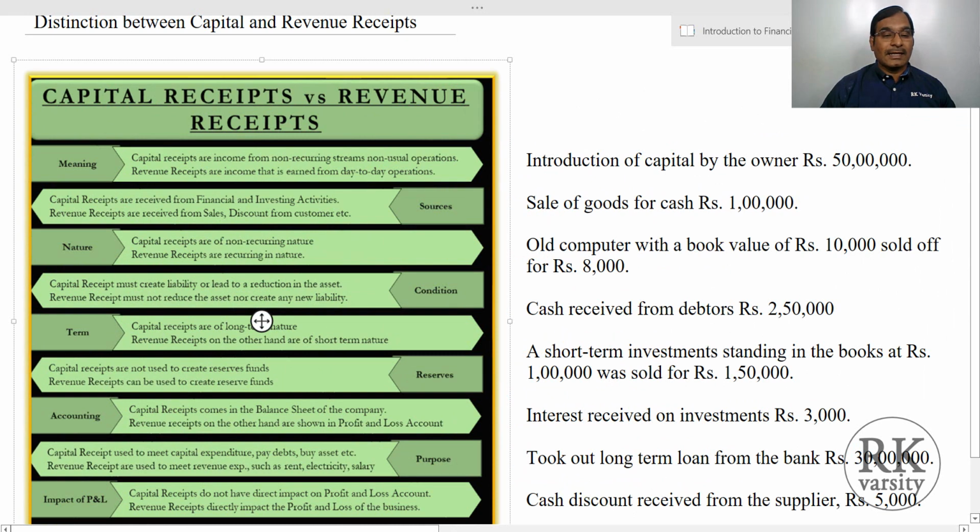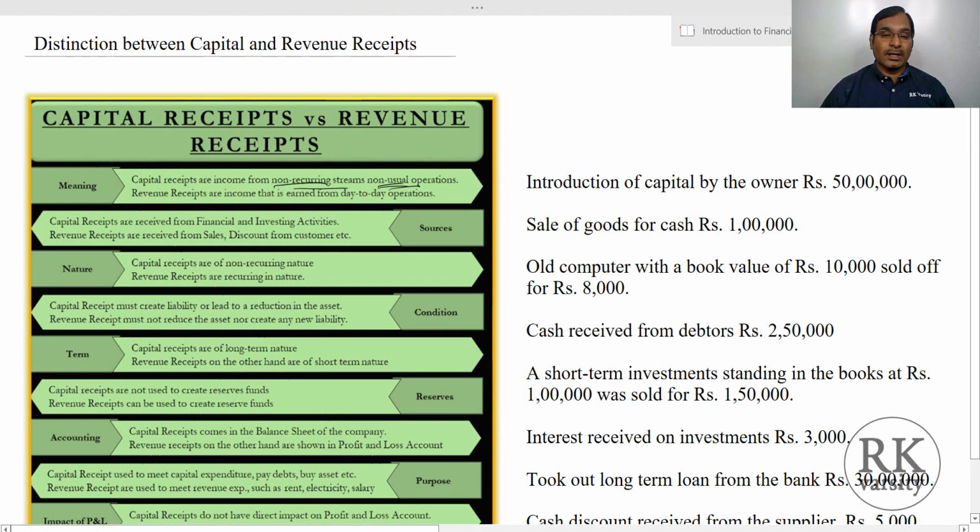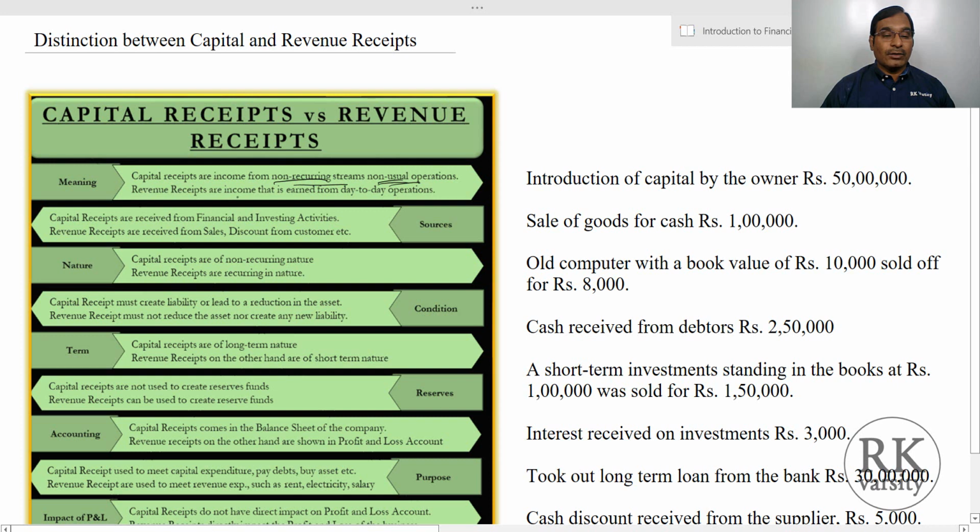Capital receipts are income from a non-recurring stream or unusual operations, such as issuing shares, borrowing a loan, or selling part of your investments. Whereas revenue receipts are income earned from day-to-day operations. As I explained, for ACC, a cement manufacturer, selling cement bags is a day-to-day operation. For TCS, developing projects or providing software services is a day-to-day operation. So any income generated by day-to-day operations is a revenue receipt, and unusual, occasional income is a capital receipt.